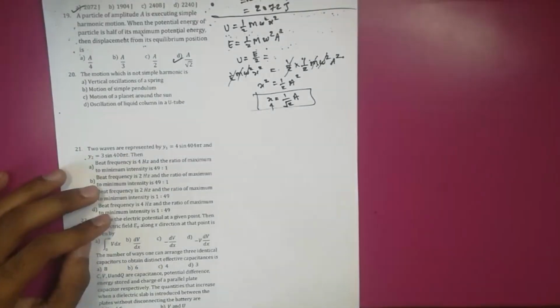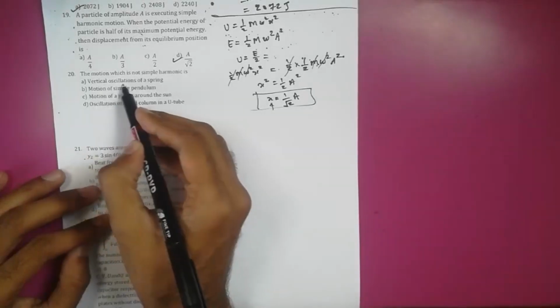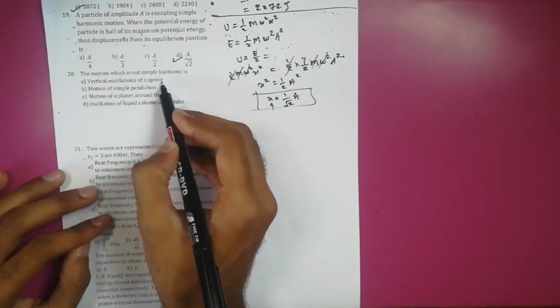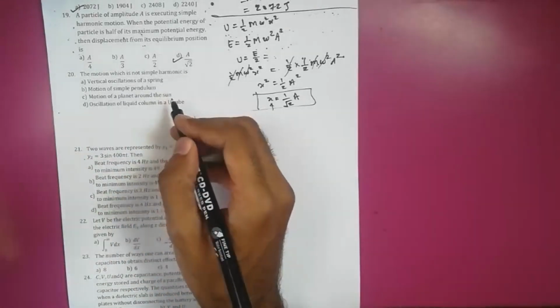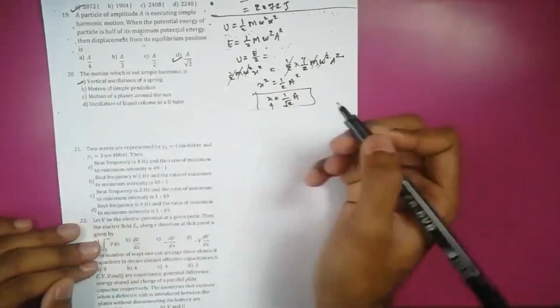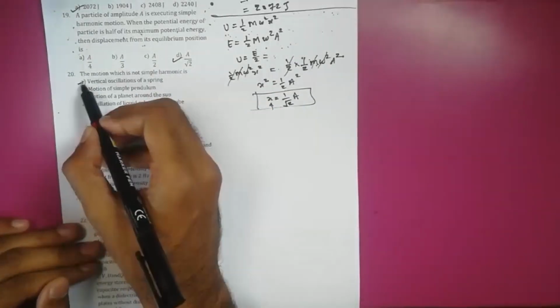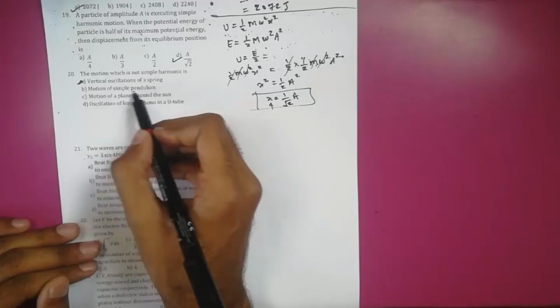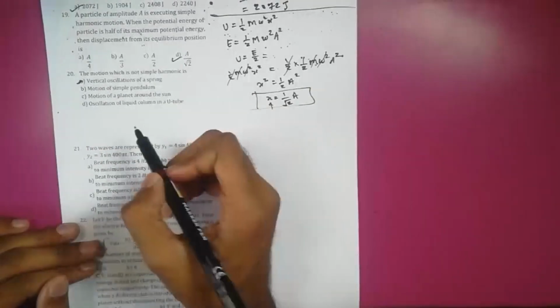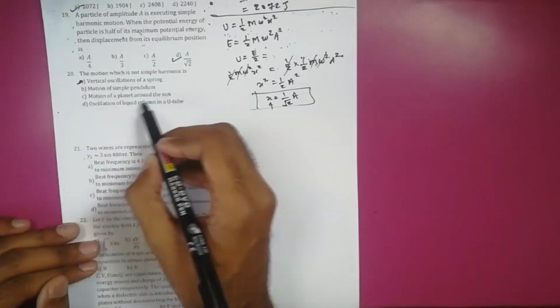Motion of planet around the sun. Okay, this is not an option. Why? Oscillation of liquid column in a U-tube is again to and fro motion. Now why is this motion of a planet around the sun not considered simple harmonic? Because it doesn't do, first of all, to and fro motion.